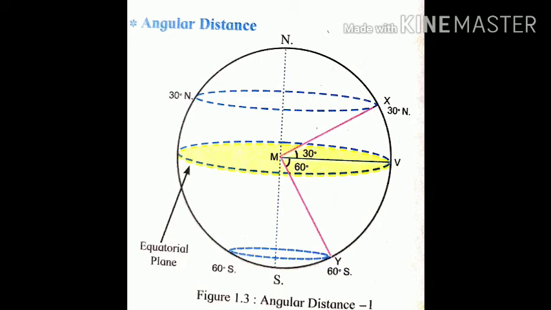So, figure 1.3 shows you some other plane. It passes through X. It is parallel to the plane of the equator. Observe the diagram and see how it meets the surface of the earth, and note that it forms a circle on the surface. Any point on this circle and the equatorial plane will form an angle of 30 degree with respect to the center of the earth.